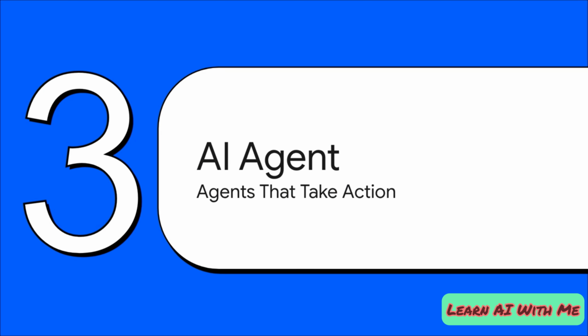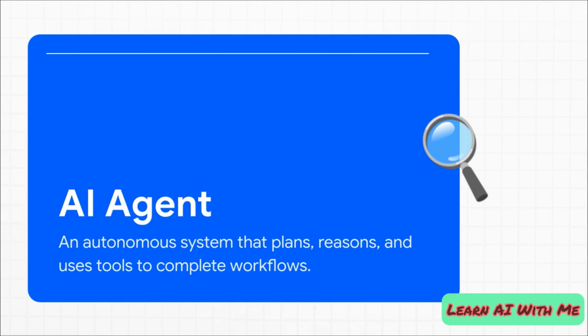Okay, so far, we've gone from just generating text to retrieving information. The next leap, though, is a big one. It's about taking action. So, welcome to the world of the AI agent. An AI agent is a total game changer because it's not just responding to you anymore. It's actually working for you. It's an autonomous system. What that means is it can create a plan, it can reason about the steps it needs to take, and it can actually use digital tools like APIs or other software to complete a whole workflow.